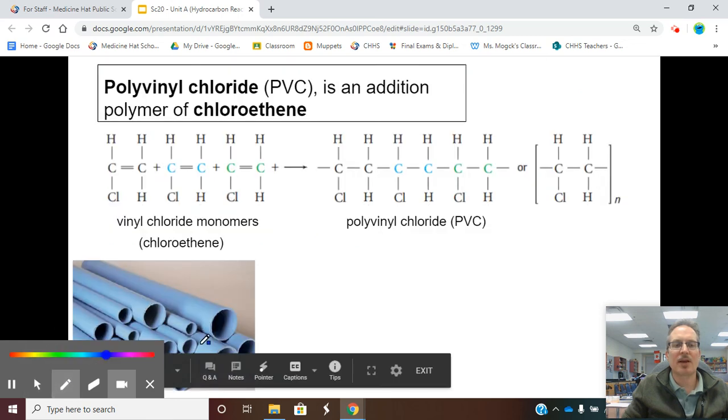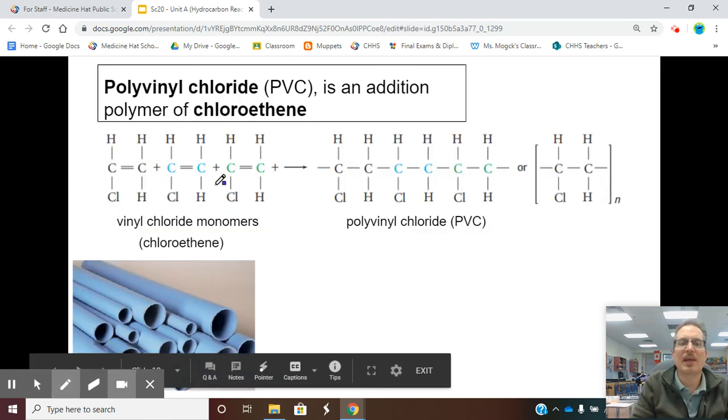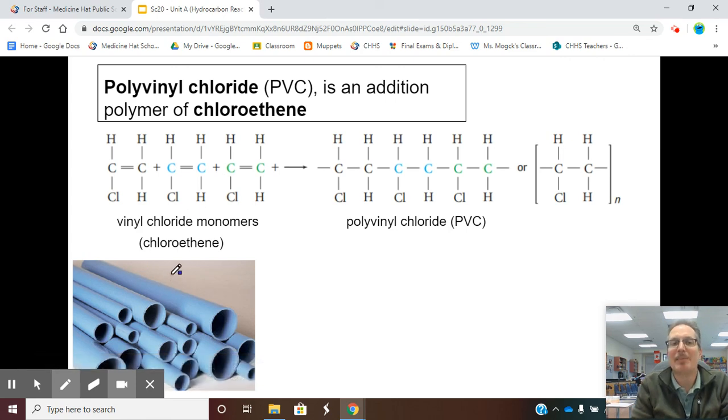Let's do another one. So here we have PVC, so we have the plastic piping. Again, we can see a double bond, but this time 2 hydrogens and 1 chlorine. This again is my monomer. And we can find this bonded in here inside this long chain, which we would call a polymer. In this long chain, we find the H, H, H, Cl, but notice the double bond is gone. Same reason as before.